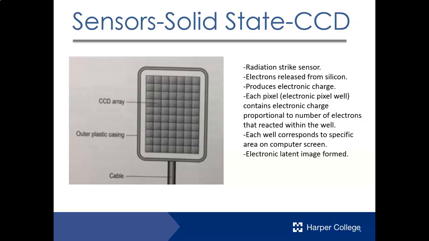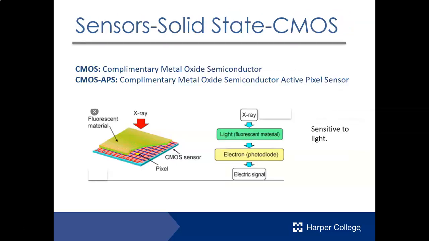Image capture occurs in this manner. Radiation strikes the sensor. Electrons are released from the silicon. This produces an electronic charge. Each pixel, referred to as an electronic pixel well, contains a charge proportional to the number of electrons that reacted within the well. Each well corresponds to a specific area on the computer screen. This is now the electronic latent image and its formation.